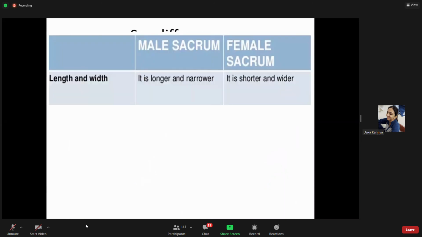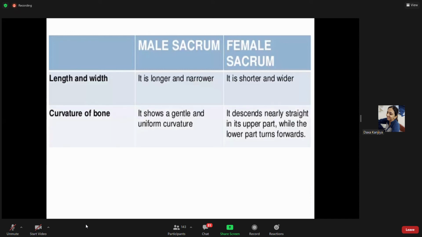So what are the differences? Lengthwise, the male sacrum is longer and narrower as compared to the female sacrum. Female sacrum is shorter and wider. Curvature: in the male sacrum, it is uniformly concave, while in the female, the lower part is more concave as compared to the upper part.